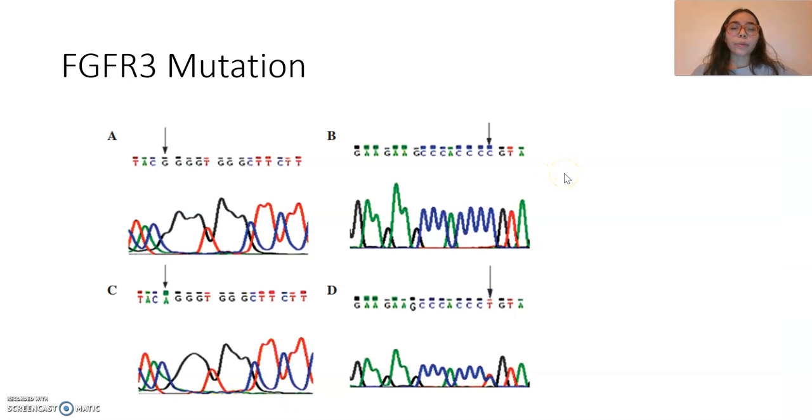And so, as you're able to see in this picture, the ones labeled A and B are the normal control. A is homozygote DG and B is homozygote CC. The ones labeled C and D are patients with achondroplasia. As you're able to see, C is heterozygous AG and D is heterozygous DC. And you're able to see the mutated bases with the arrows.